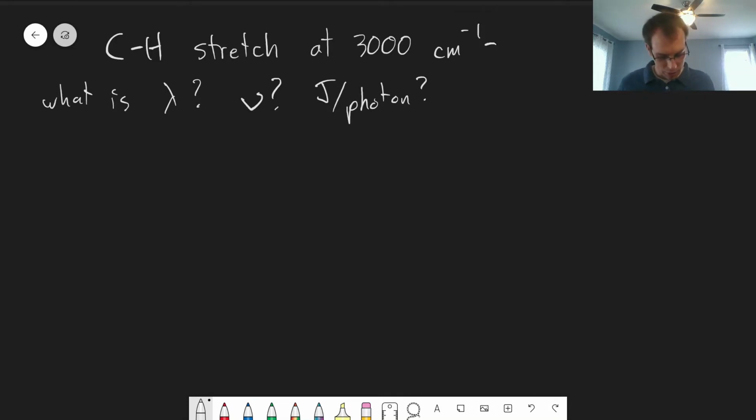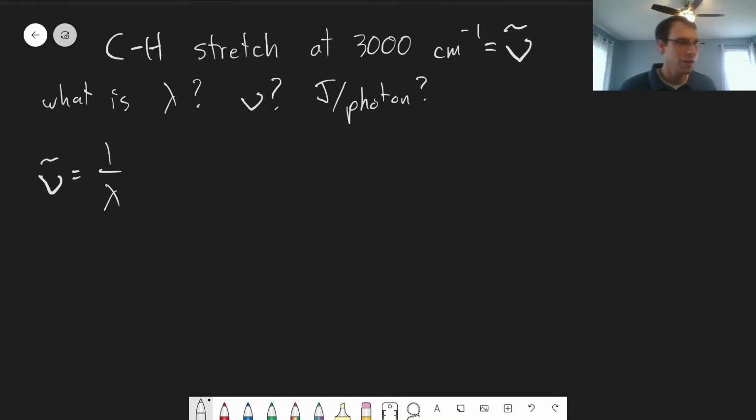So this is equal to a wave number, nu tilde, and let's convert that to what is the wavelength that corresponds to that, what's the frequency that corresponds to that, and how many joules is that per photon, right? Looking at the particle properties of light. We can look at the wave properties and also the particle properties. Okay, so just to remind ourselves, nu tilde is equal to 1 over wavelength.